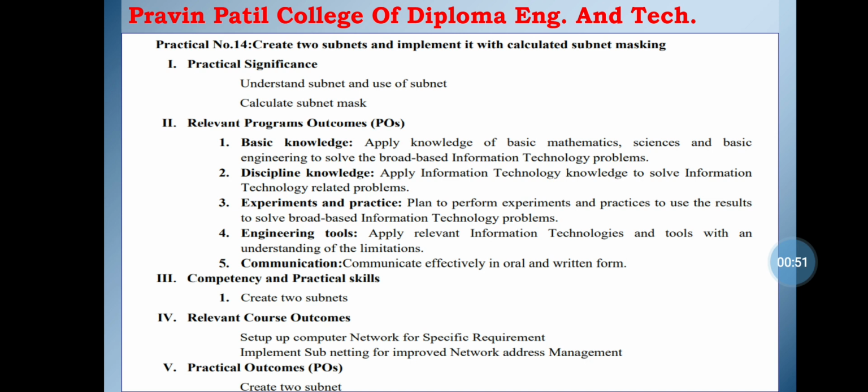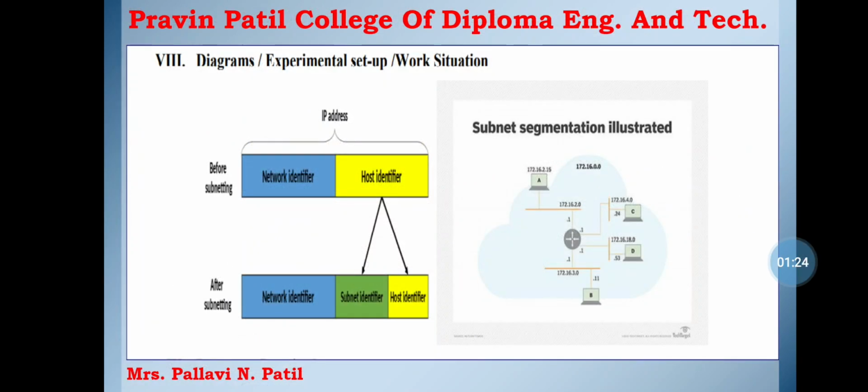Calculate the subnet mask. The program outcomes are similar: basic knowledge, discipline knowledge, experiments and practice, engineering tools. The practical skill is creating two subnets. The course outcome is to set up the computer network for the specific requirement and implement subnetting for improved network address management, and the practical outcome is to create two subnets. So let's see, this is a diagram of the subnet.